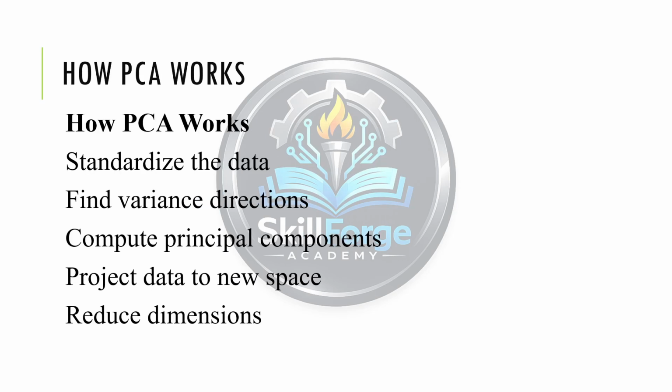So how does PCA actually work? Let's understand this. First, we standardize the data so that all features are on the same scale. Then we find the directions where the data varies the most. These directions are called principal components. Next, we project the data onto these components. Finally, we keep only the most important components and reduce the number of dimensions. So PCA simplifies the data while preserving important patterns.